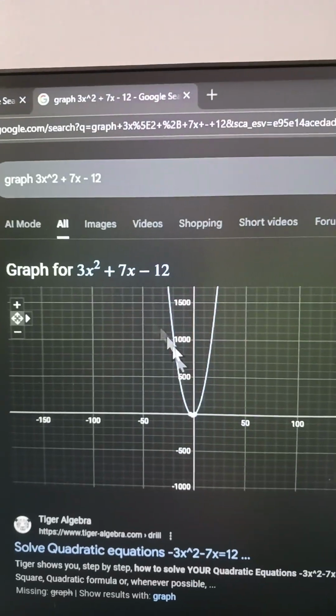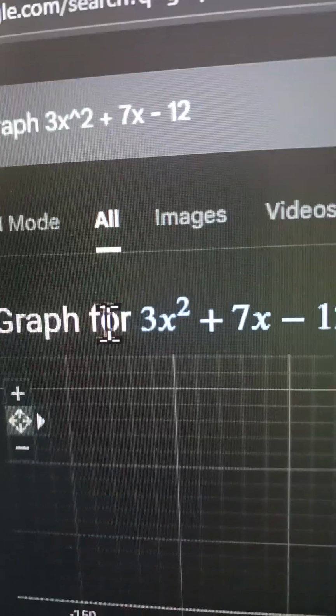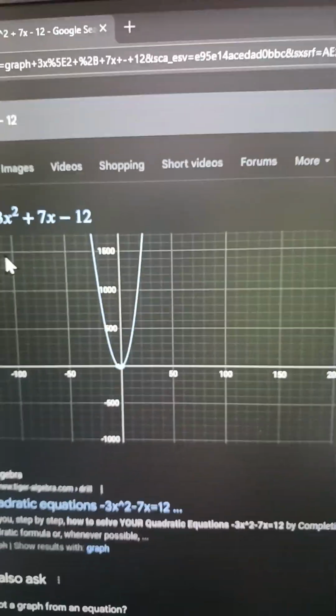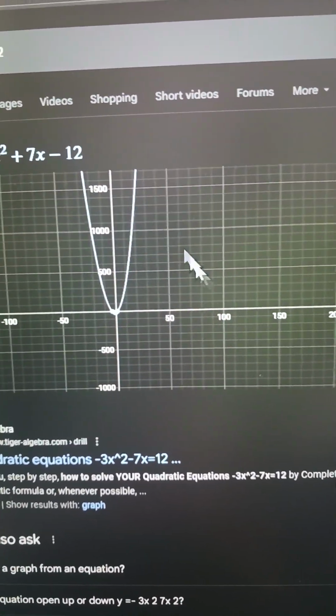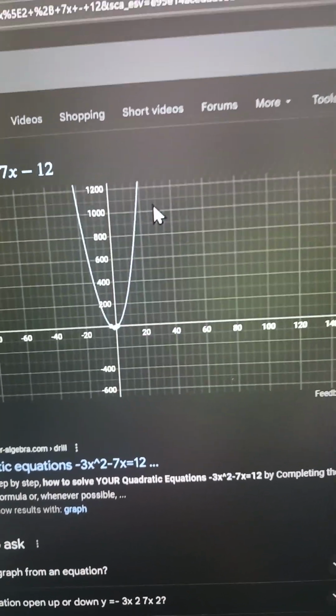But if it was cubed, it would look different. It would look like maybe something like this. But it depends upon whether this is negative or positive at the beginning. If this is negative, then it's going to be pointed the opposite direction. It's going to be like this. Anyway, that was extra information, but so we see that that's correct.